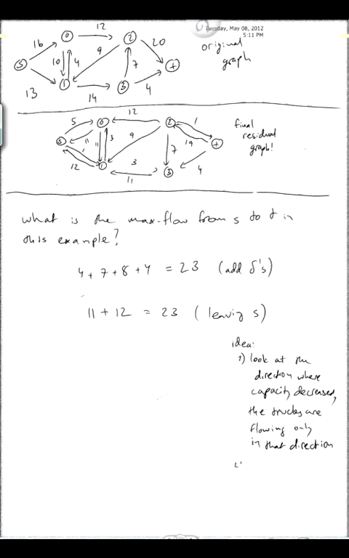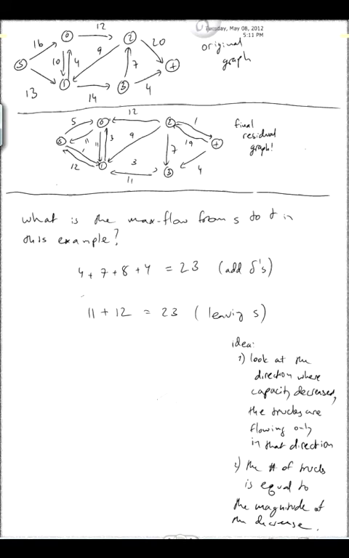And the number of trucks is equal to the magnitude of the decrease. So that's how we knew that there was one truck flowing from 1 to 0.